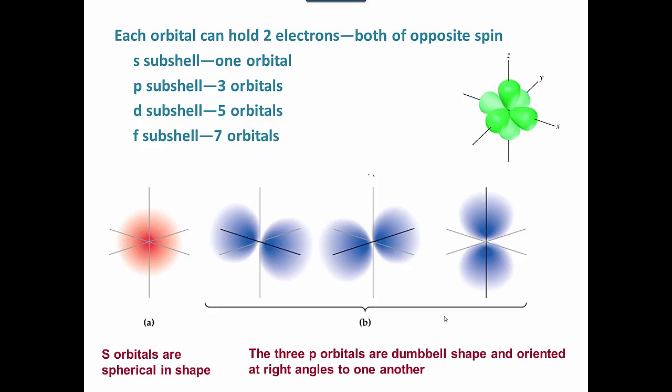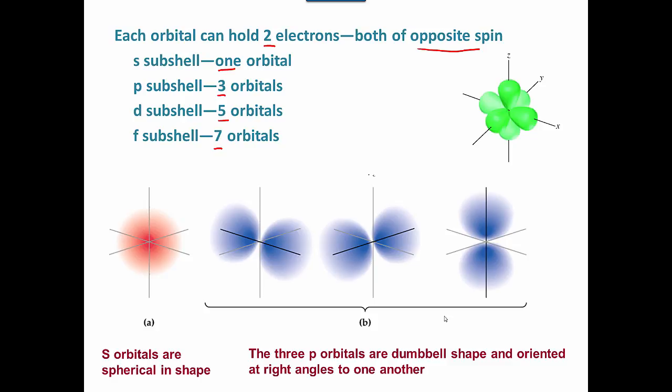We're talking about orbitals, and again, I can't stress this enough. Each orbital can hold a maximum of 2 electrons, and the electrons must be of opposite spin. Again, this is just a summary here. An s subshell consists of 1 orbital, p subshell 3 orbitals, d subshell 5 orbitals, f subshell 7 orbitals.